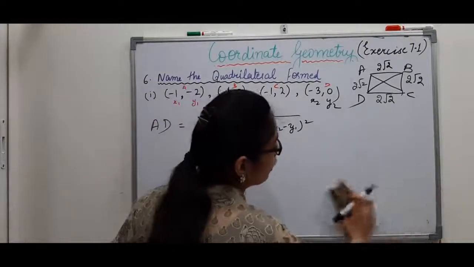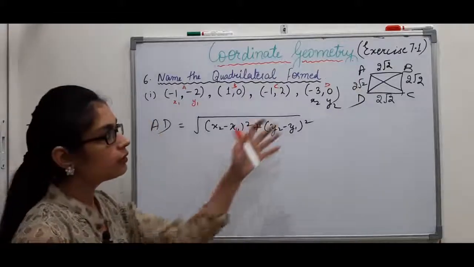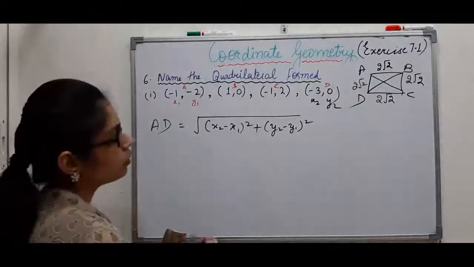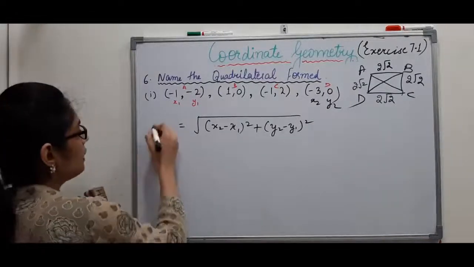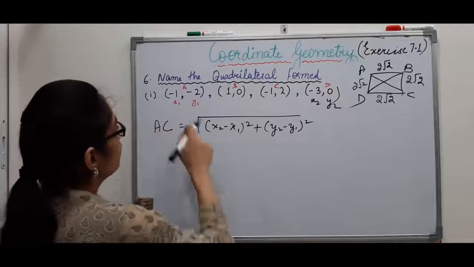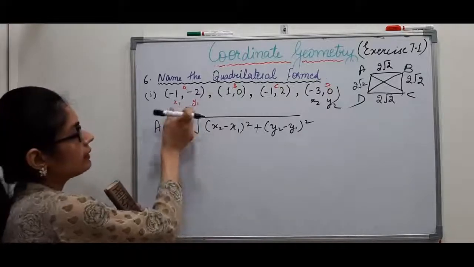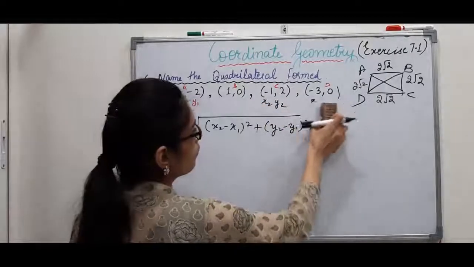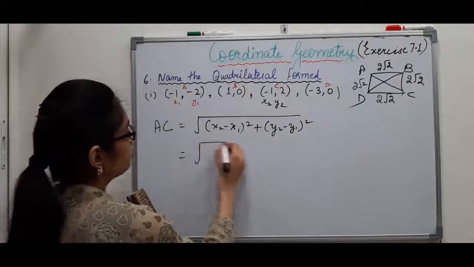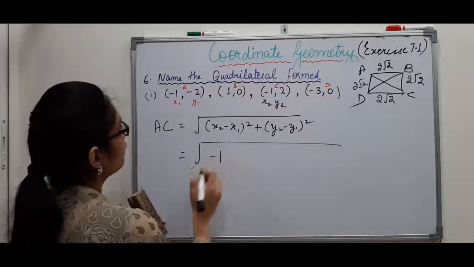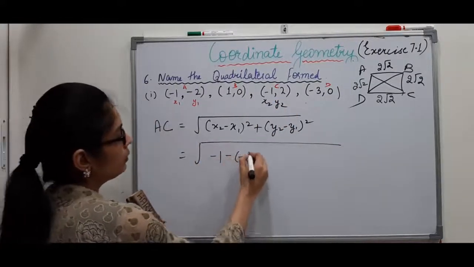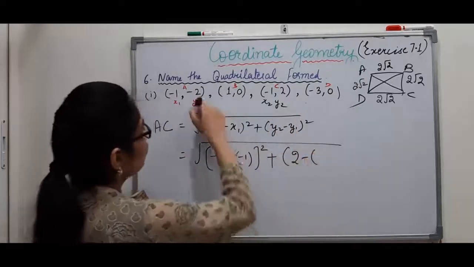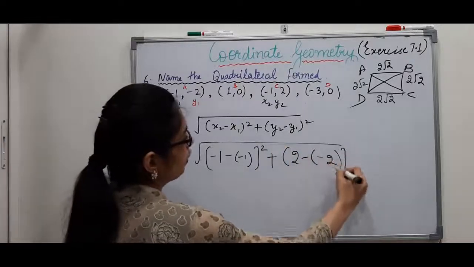So all the sides being equal means there is a chance that this quadrilateral can be a square, but we have to check the diagonals also. So let's find the distance between AC. A I will give as x1, y1, C will be x2, y2. So let's substitute the values. x2 is minus 1, x1 is minus 1 whole square, y2 is 2 minus of minus 2, again whole square.